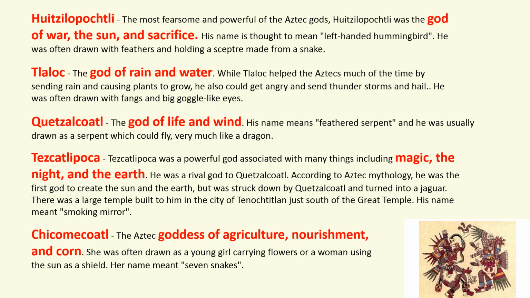Third god, the god of life and wind. His name means feathered serpent, and he was usually drawn as a serpent which could fly, very much like a dragon.